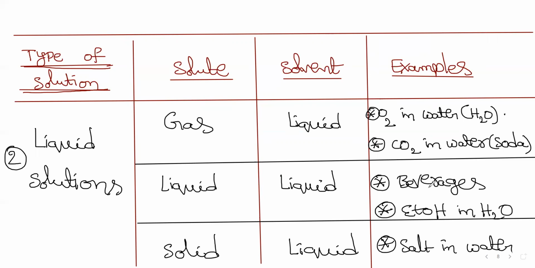And liquid in liquid is like beverages, all alcoholic beverages. They are like ethanol in water. Even coffee, if you mix decoction in milk, something like that. So it is like a mixture, a liquid in liquid. I'm just telling an example. Strictly speaking, that's not the actual example. You can think of orange juice mixed in water. Such kind of beverages are all examples of liquid in liquid. And when you have solid in liquid, a pretty well-known example is salt in water.